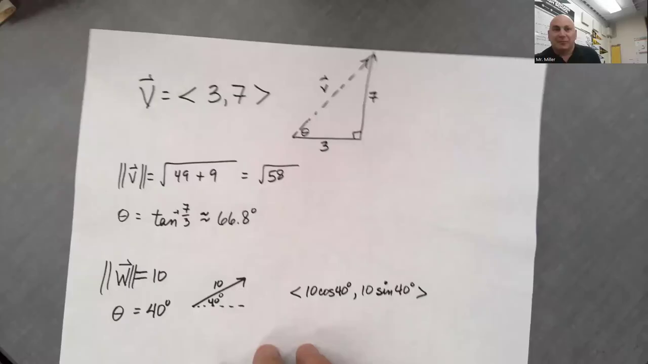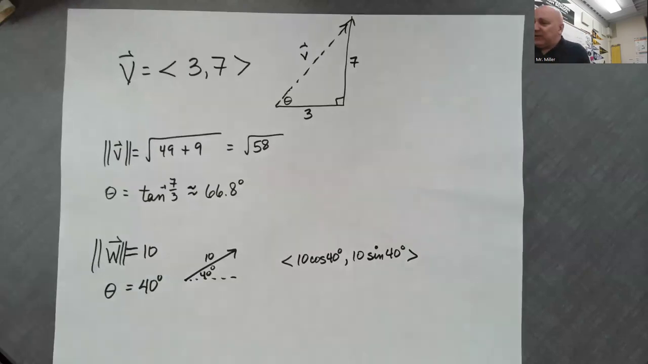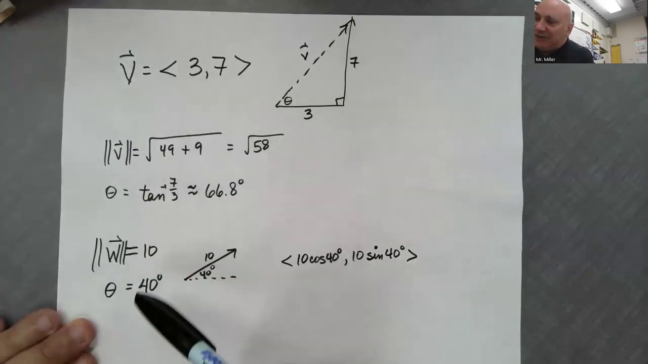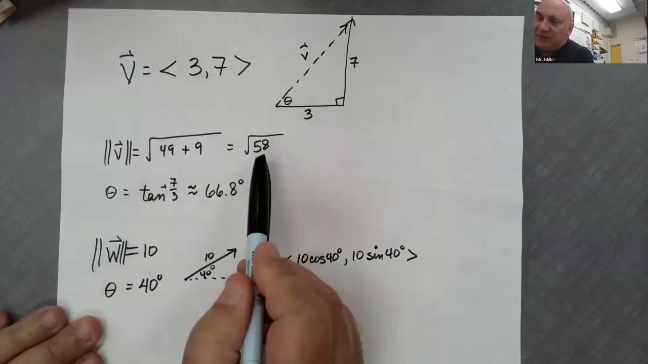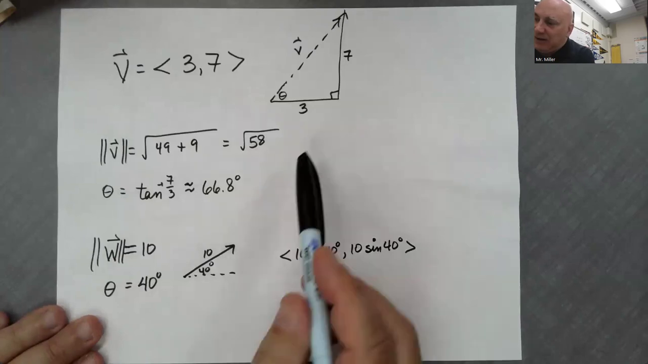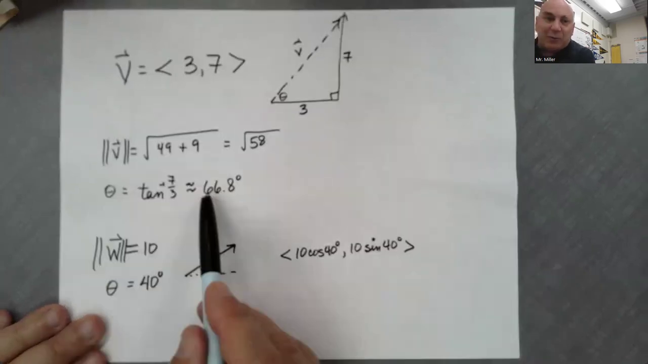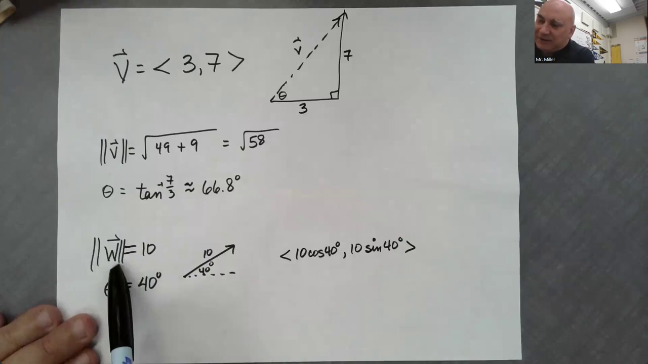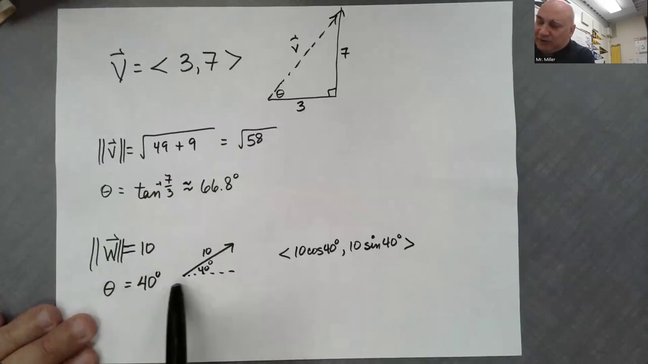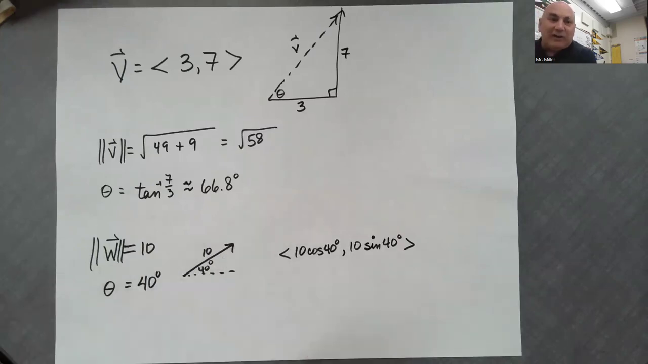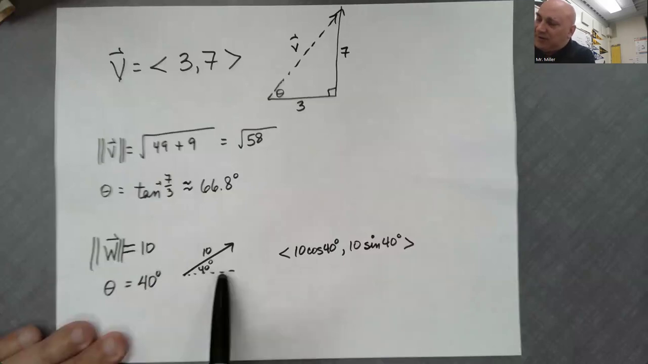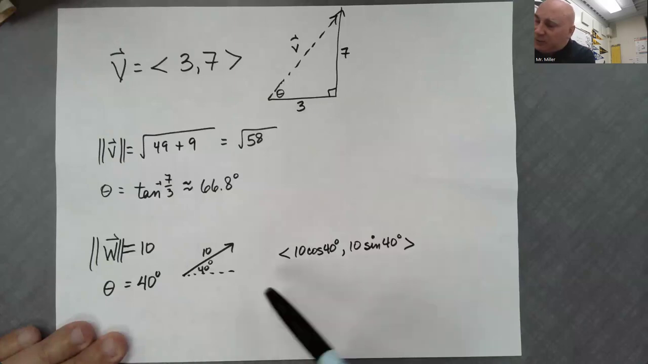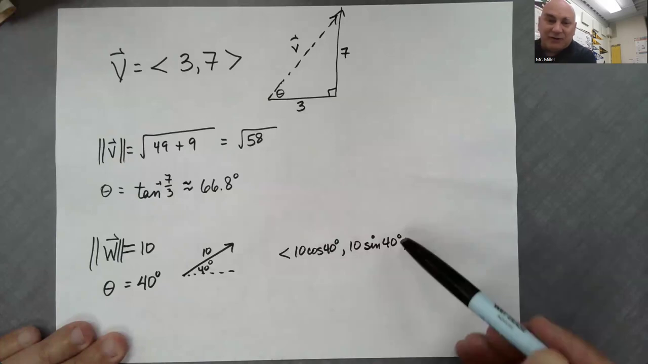Let's do some more with my notes. So here's vector V is 3, 7. Its magnitude is the square root of A squared plus B squared. So it's got a magnitude of root 58. And it's got a direction of 66.8 degrees. Now, if I have vector W that has a magnitude of 10 and a direction of 40 degrees, this is vector W. And we can easily figure out what its horizontal and vertical components are. The horizontal part would be 10 times the cosine of 40 degrees. The vertical part would be 10 times the sine of 40 degrees.